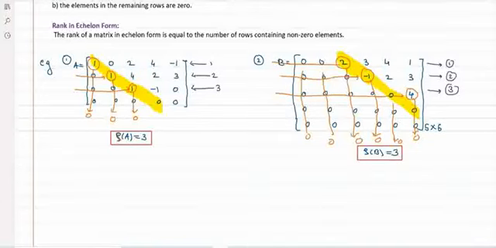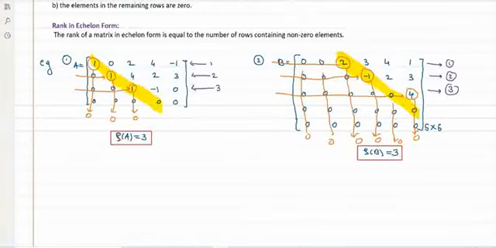From the examination point of view, whether you have to apply normal form or echelon form, that part is not given in the statement. In that case, students are free to use normal or echelon form, any method. If a particular method is given, you have to apply that particular method.